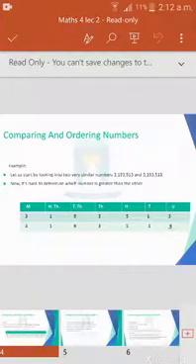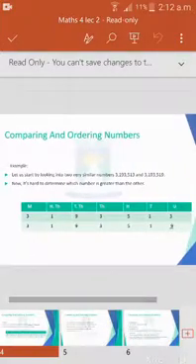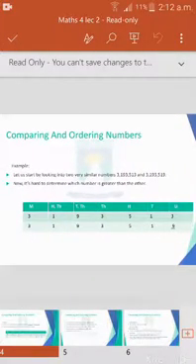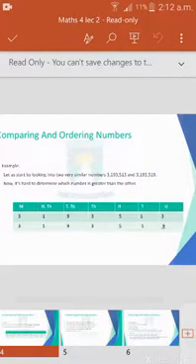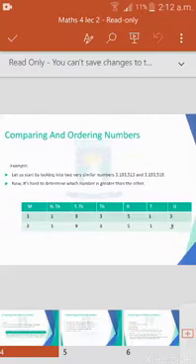Since 3 is less than 9 and 9 is greater than 3, we can say the number in the first row is smaller than the number in the second row. Or we can say that 3,193,519 is greater than 3,193,513. So from here we can know that the number in the second row is greater than the number in the first row.